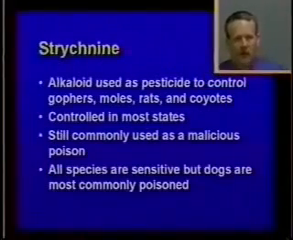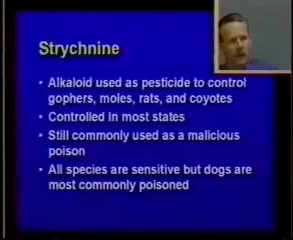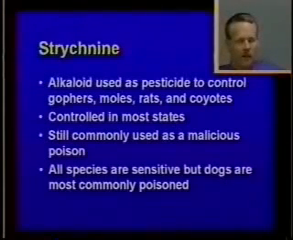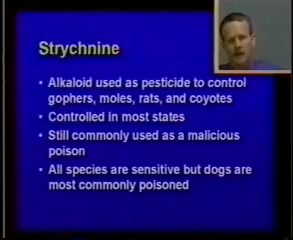Strychnine. Strychnine is something that many people recognize as a poison. It's an alkaloid that's been used for years to control gophers and moles, as well as rats and coyotes. Most states control the sales of strychnine. Unfortunately, it is still used commonly as a malicious poison, and it's not uncommon to see cases of strychnine poisoning while you're practicing. All species of animals are sensitive to the effects of strychnine, but dogs are most commonly poisoned, either due to their indiscriminate eating habits or due to annoyed neighbors.